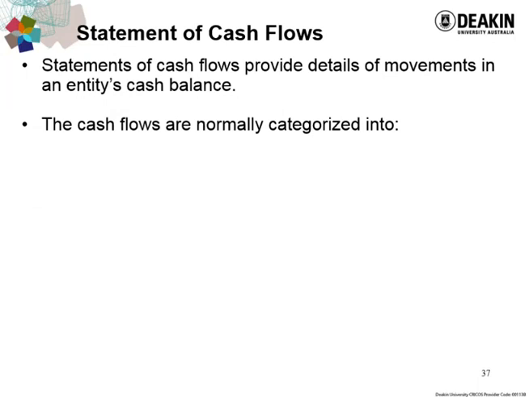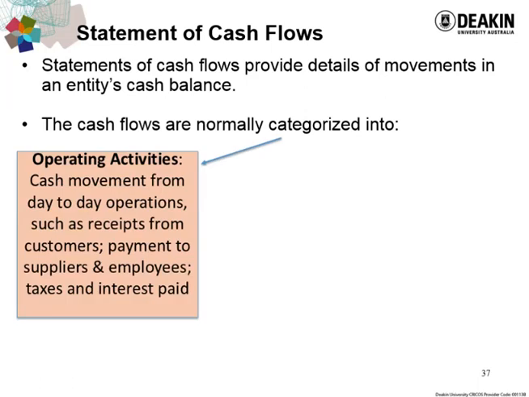Alright, finally, let's look at statements of cash flows. You will learn more about statement of cash flows in a more advanced accounting unit. Today, we only give you an introduction. There are three types of cash flows. So cash flows from operating activities that show the cash movement from daily operations. For example, how much we receive from customers, how much we pay suppliers and employees, how much interest and taxes we paid.